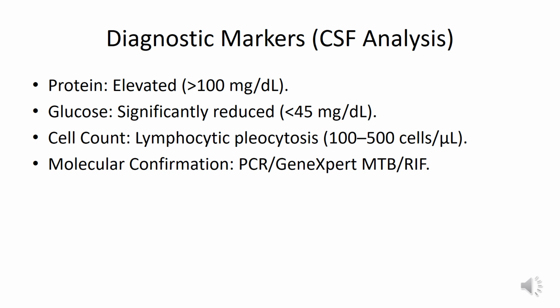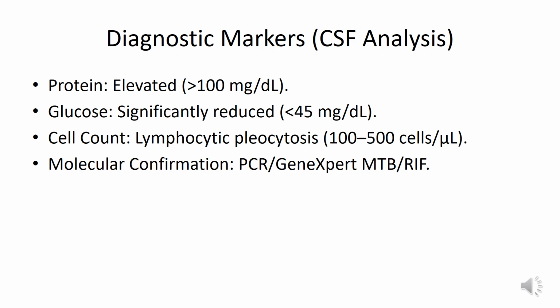Molecular diagnostic tests provide faster and more accurate results than traditional methods. One of the most widely used tests is PCR, or polymerase chain reaction. This technique detects the genetic material of Mycobacterium tuberculosis directly from the CSF sample. It helps identify the infection even when only small amounts of bacteria are present.